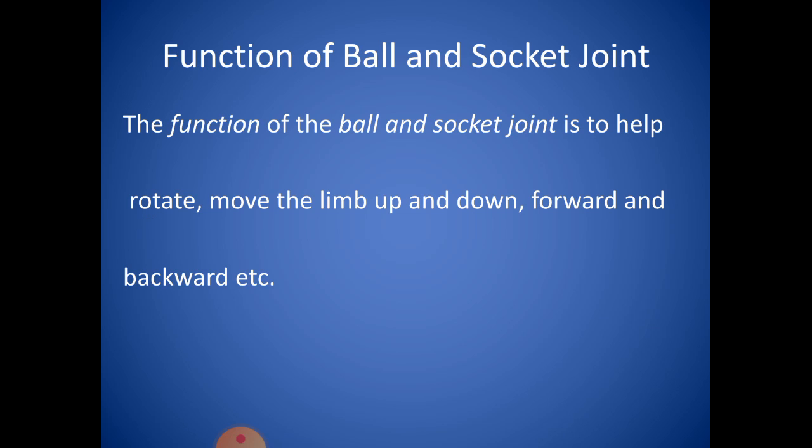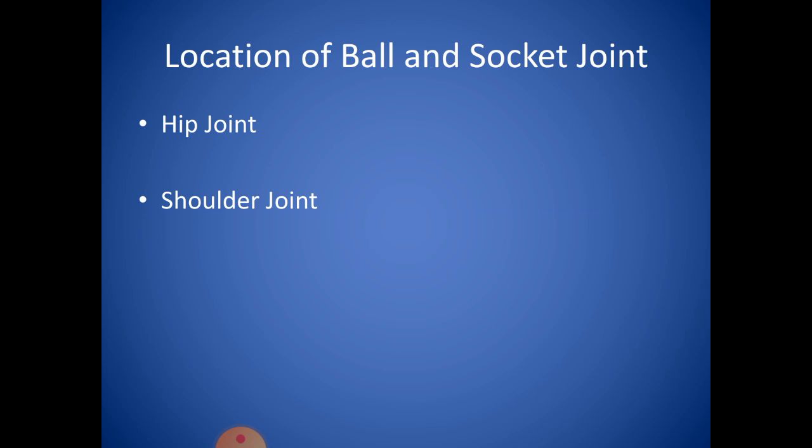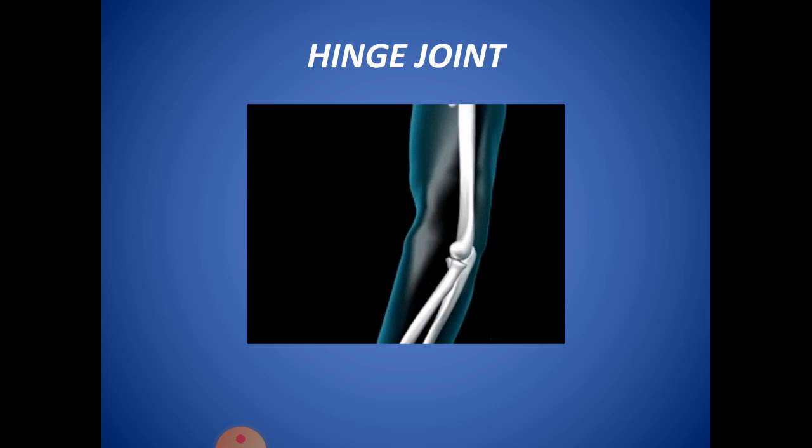Function of the ball and socket joint, as I told, that it is capable to make 360-degree movement, so it helps us to move our limb up and down, forward and backward, etc. Now, location of the ball and socket joint: hip joint and shoulder joint.